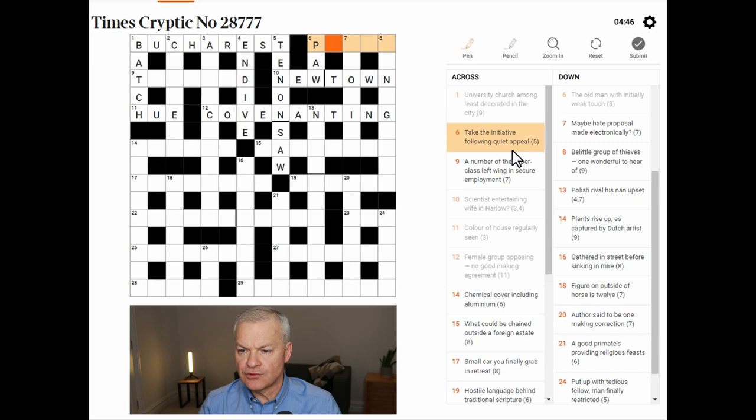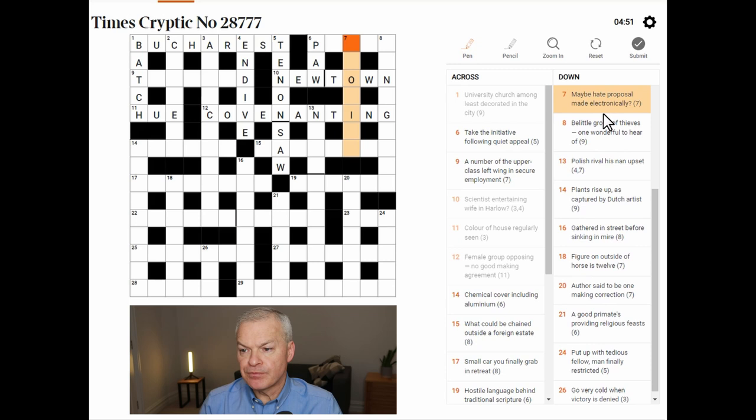No, not getting that. Maybe hate, proposal made electronically. This is emotion. Well, hate is an example of an emotion, so maybe hate is the definition. Proposal is motion made electronically, and e-motion could be a motion made electronically. And the question mark indicates that this isn't a usual formation.